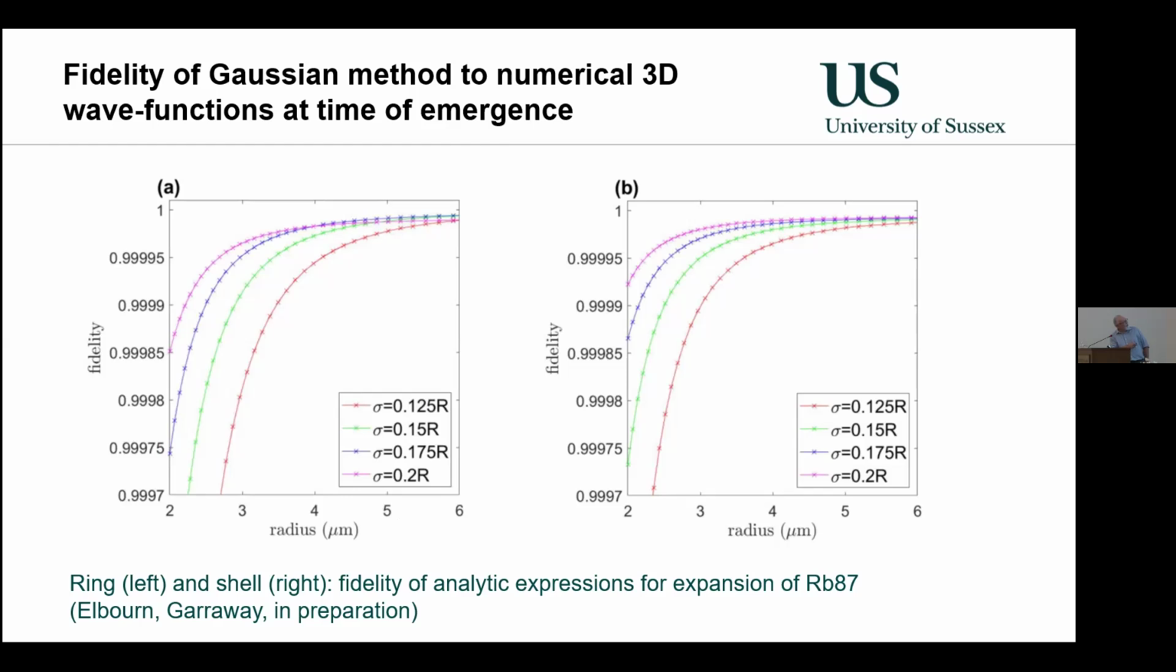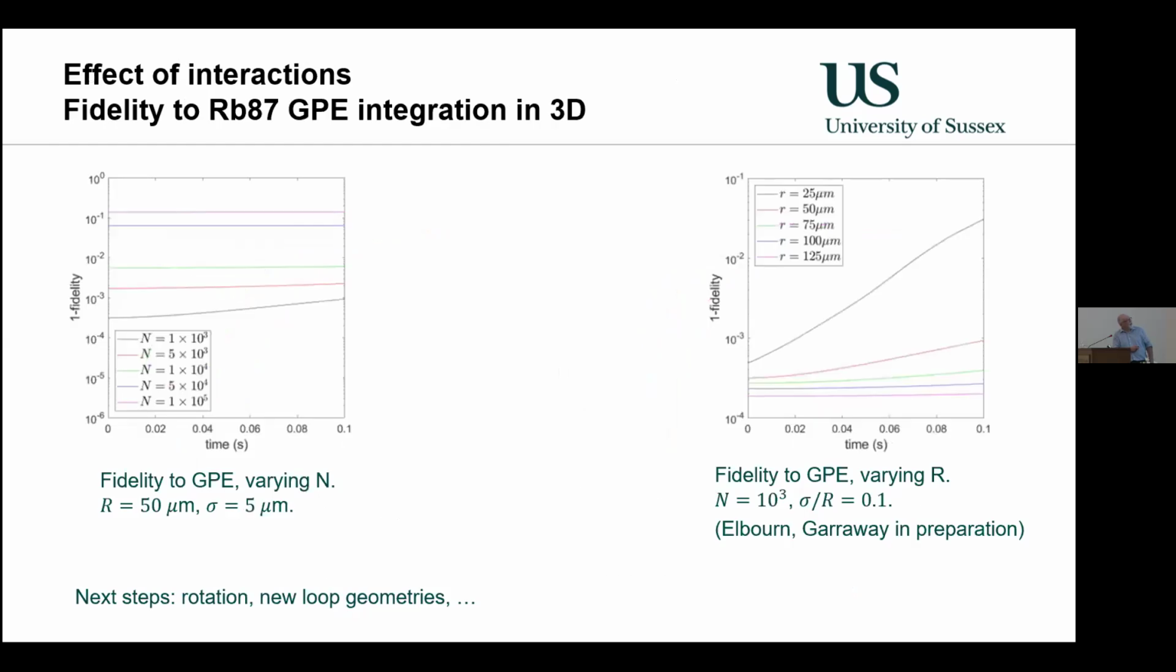So without interactions, the fidelities are many nines. We have 4 nines up here and going higher. So extremely high fidelities for both the ring situation using this covering with coherent states, or if you prefer Gaussian states actually, both for the ring and the shell potential.